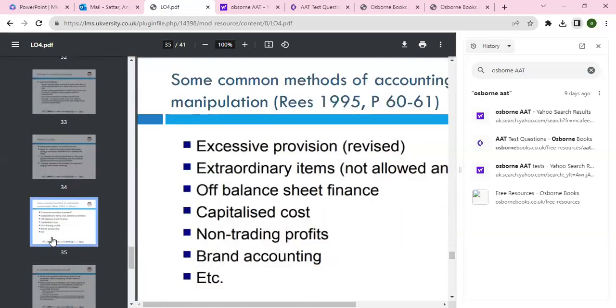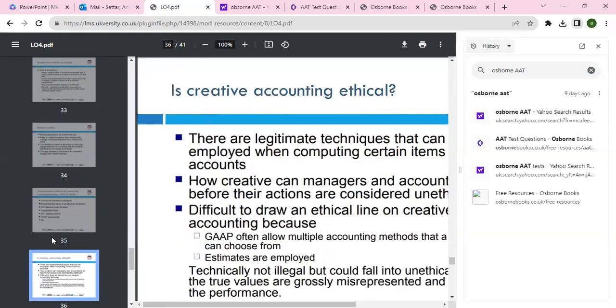Okay, then we can look at some of the common methods of accounting manipulation. We can look at excessive provisions, extraordinary items not allowed, off balance sheet finance, capitalized costs, non-trading profit, and brand accounting. So is creative accounting ethical?